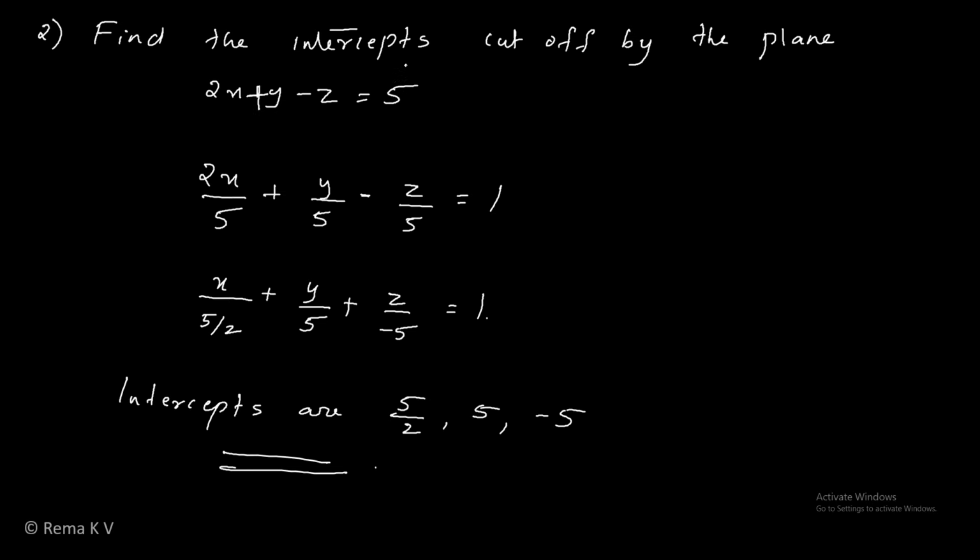So when an equation is given like this, change it into the standard form x by a plus y by b plus z by c is equal to 1. Then the denominators give the corresponding intercepts.